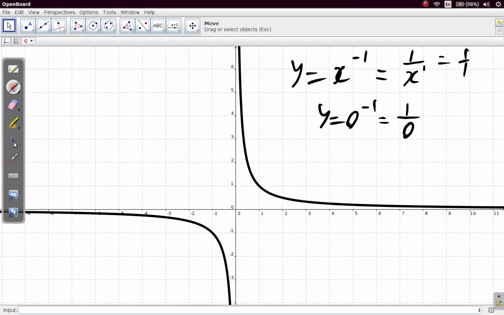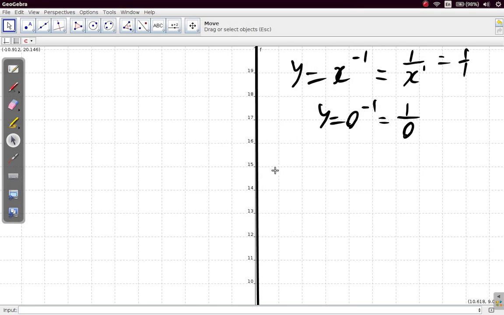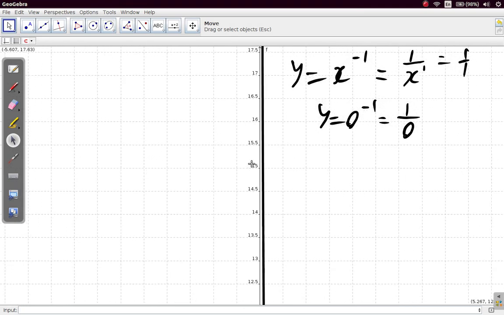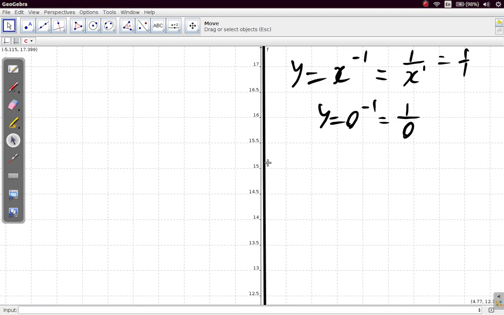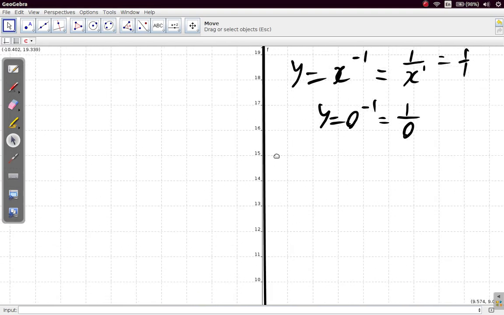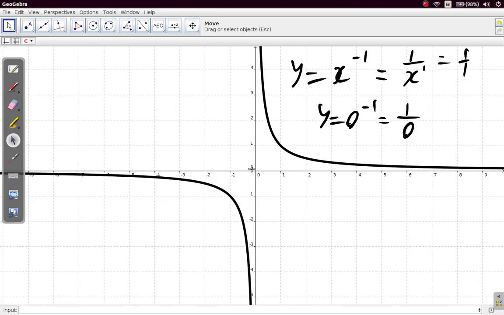That's why you see the line, it goes up and up. It's actually towards positive infinity. No matter how far up you go, it gets closer and closer to the y-axis, but never touches it nor crosses it.